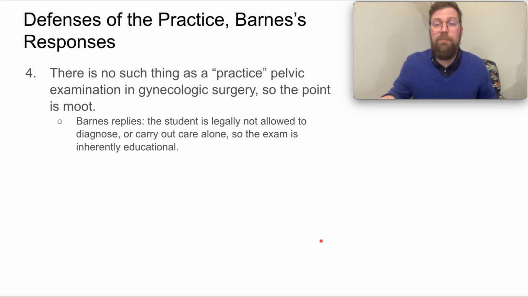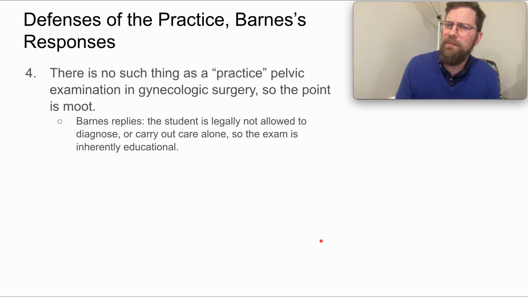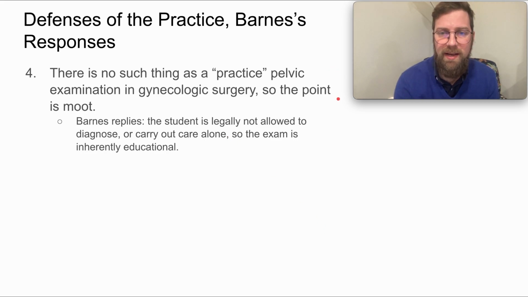And the rationale, the reason why we do the exam a second time at all, even if it does lead to a good result or catching something the first doctor didn't catch, the aim behind performing the second pelvic exam is only and is inherently educational in its nature. So Barnes is going to say that the intention behind the second pelvic exam performed by the student is, in its intention, a practice exam. So he's going to disagree with this line of argument.